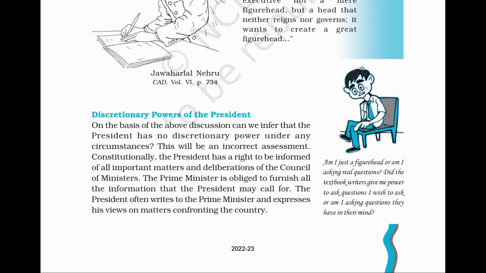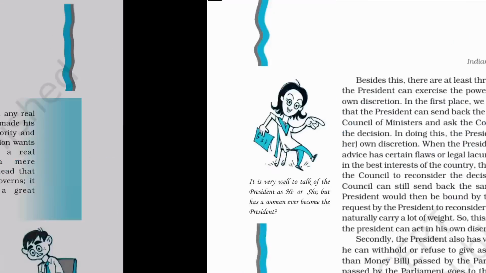Constitutionally, the president has a right to be informed of all the important matters and deliberations of the council of ministers. कि council of ministers के जो भी matters and deliberations हैं, उनका जानने का अधिकार, the president has a right to be informed about it via the constitution. So prime minister की मजबूरी है, is obliged to furnish all the information which the president might ask for. Also, the president often writes to the prime minister and can express his views on the matters which are related to the country.